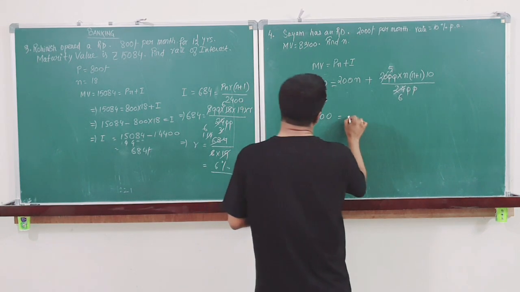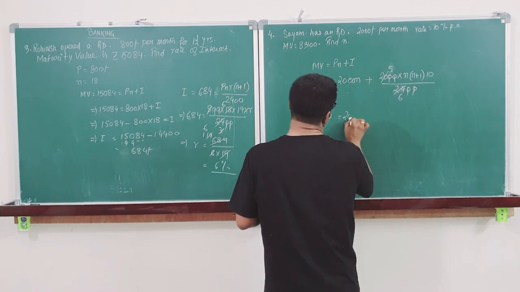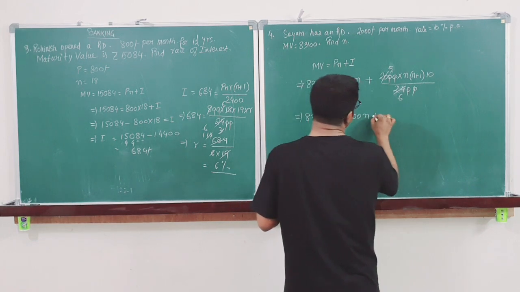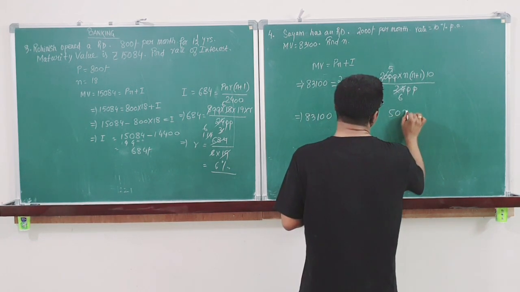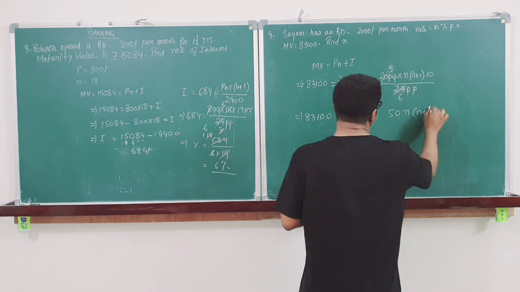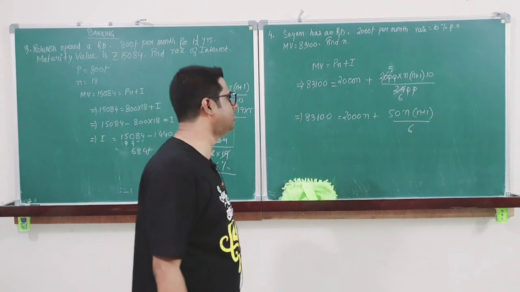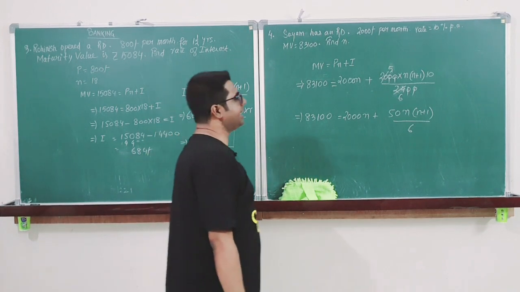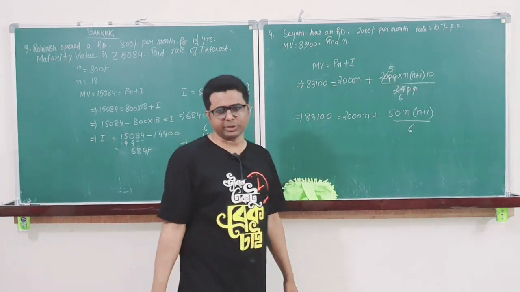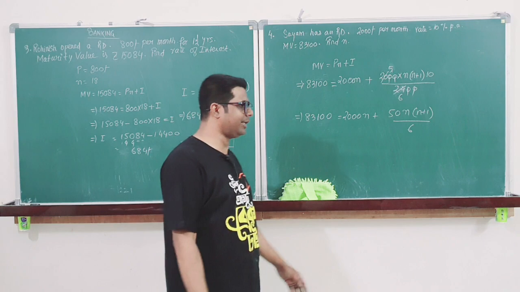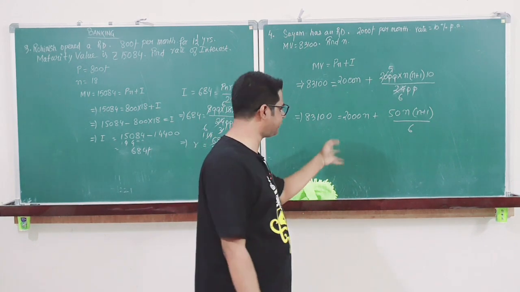83,100 is equal to 2000 n plus 50 n plus 1 by 6. Now you have to simplify this one. This will come out to be a second degree equation, that is a quadratic equation will come, after which I have to do middle term break and find out the answer. So you first try.